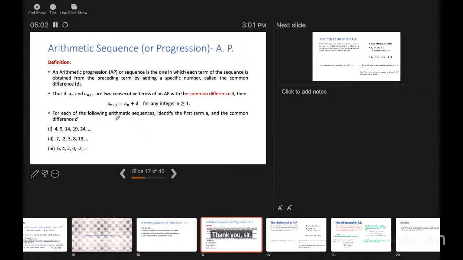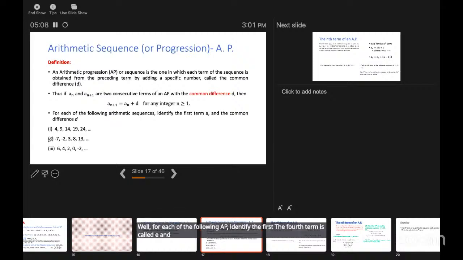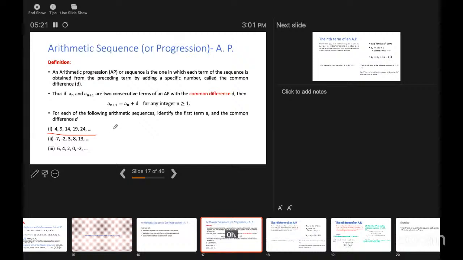For each of the following, identify the first term, which is called A, and the common difference. So let's say we have this first one. What is our first term? Our first term is 4. What's going to be the common difference? 5. The common difference is 5, which will be the second term minus the first term, or you say the fourth term minus the third term and so on. So you can also do the second one and the third one.